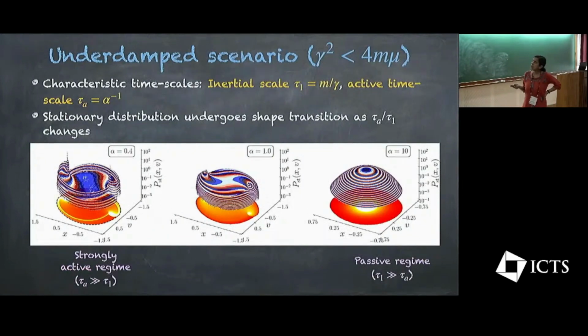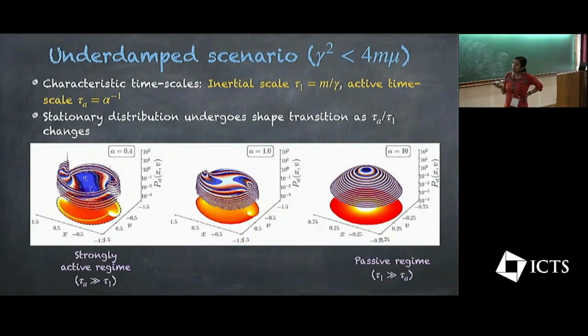Now let's look at the underdamped scenario a bit more closely. So this is the position-velocity distribution. What happens is that in the underdamped regime, the motion is characterized by two time scales. One is the inertial time scale m by gamma, and the other is the activity time scale alpha inverse, the inverse of the flipping rate. And as the relative strength of these two time scales changes, we see a transition.